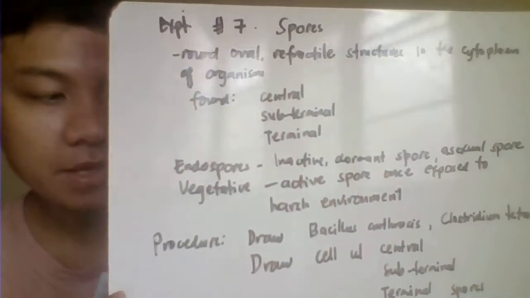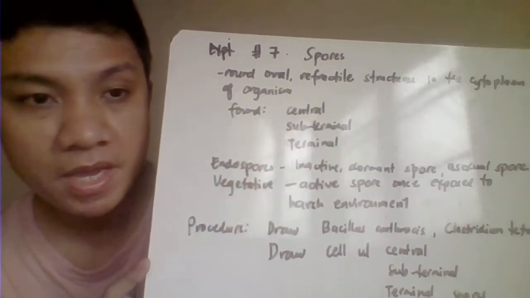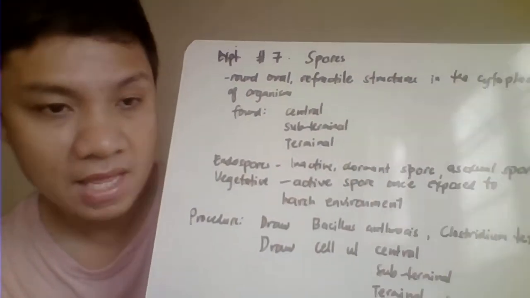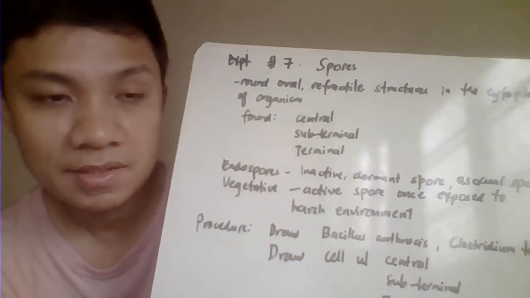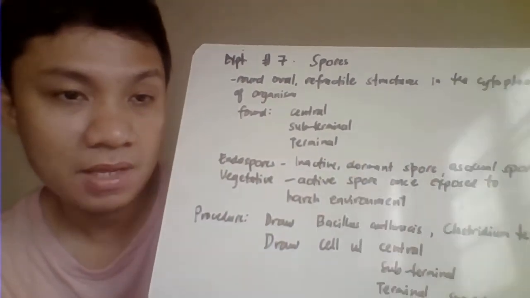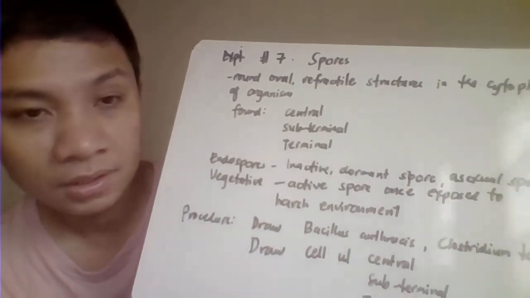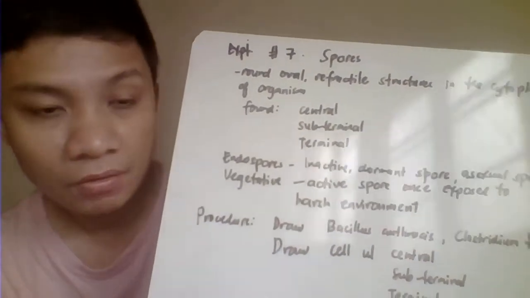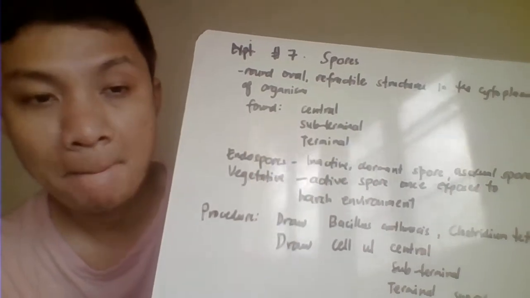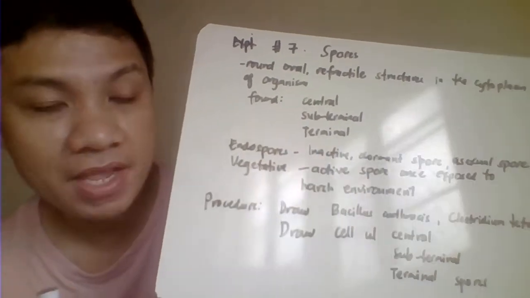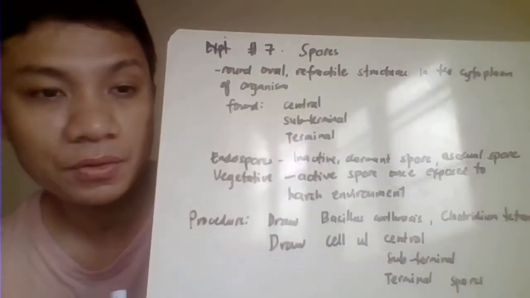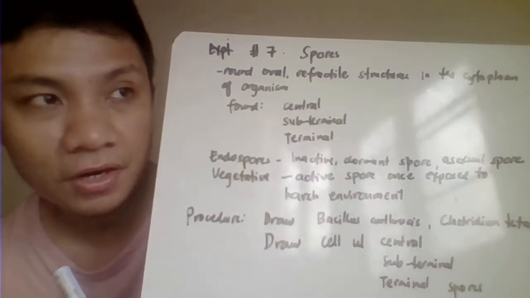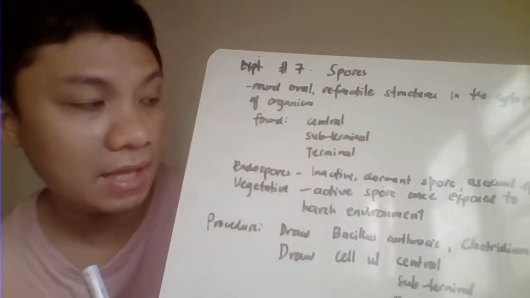Another bacterial appendage here would be your spores. A spore is a refractile oval structure found in the cytoplasm of the bacterial cell. Spores could be found at the middle portion, central, or subterminal, which is close to the terminal end. And we have the terminal spores, most likely found on the terminal end, just like Clostridium tetani, which has it at the terminal end.